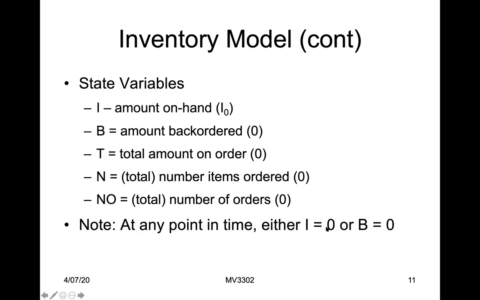And the thing to note about this is that the relationship between the amount of inventory on hand and the amount on back order is that one of those is going to be zero. In other words, we will never be in a situation where we have inventory but also back orders. So one of these is always going to be zero, as it turns out.